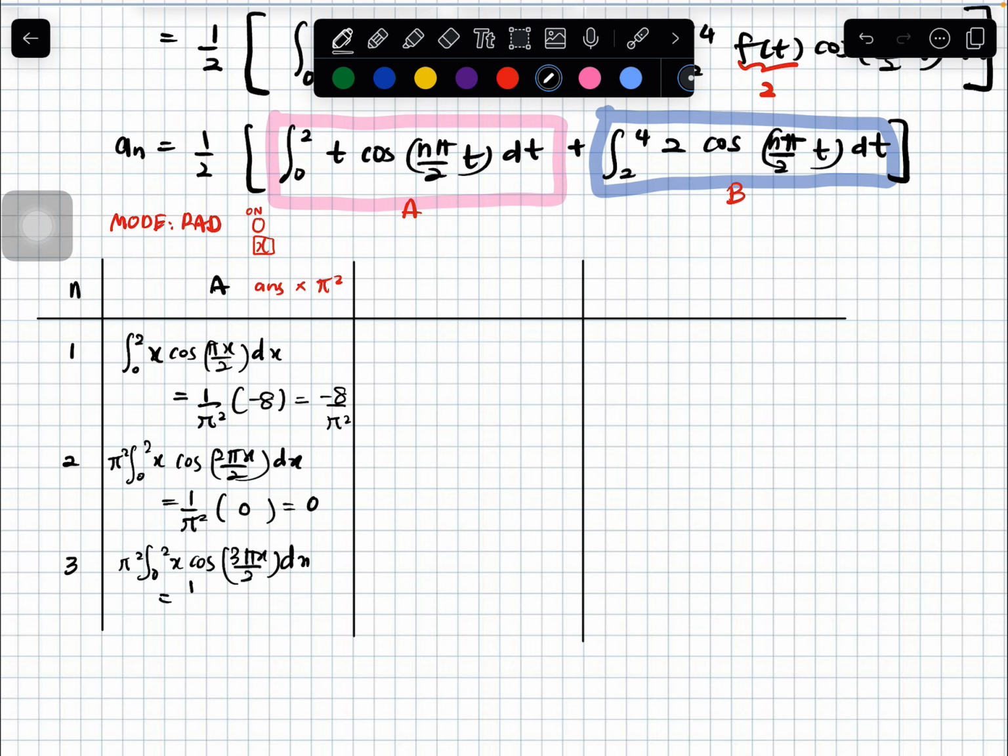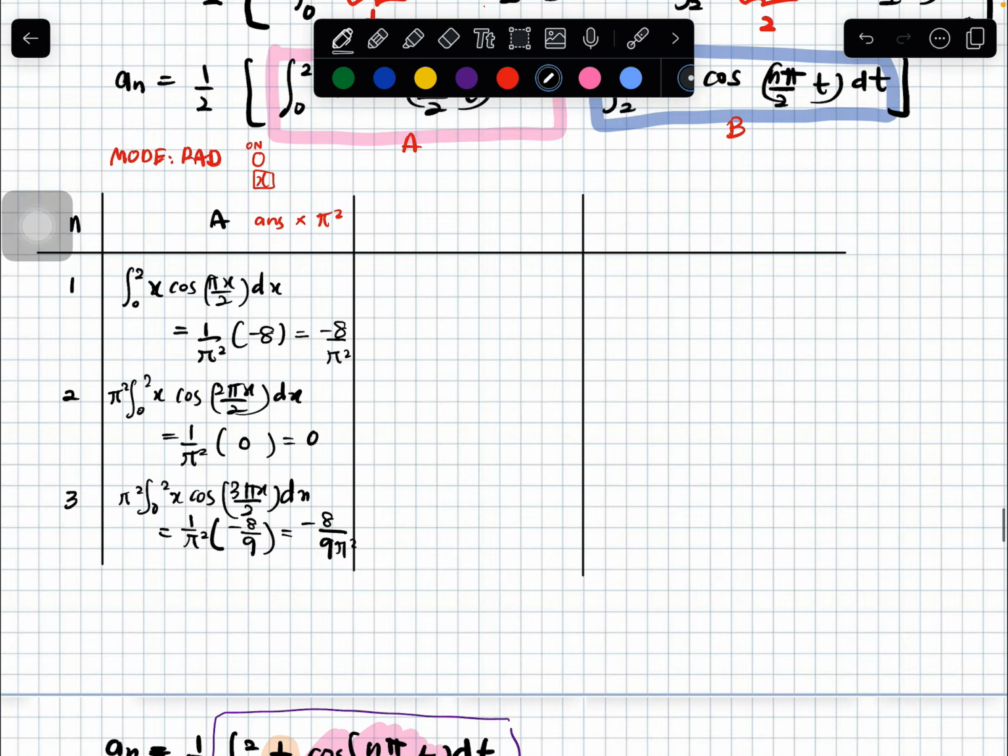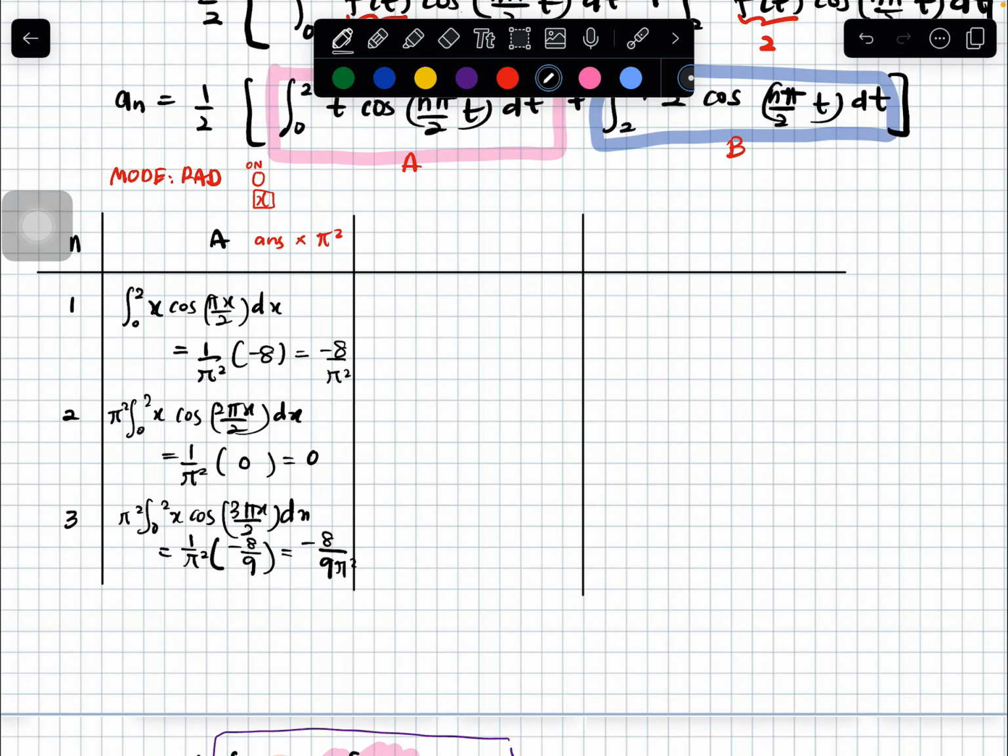So here you will get 1 over pi square as our indicator. So in the bracket is what you have in the calculator. It will give you negative 8 over 9, so that means negative 8 over 9 pi square. Okay, it's like that. So we have to continue until 5. We always find the pattern up to n equal to 5.